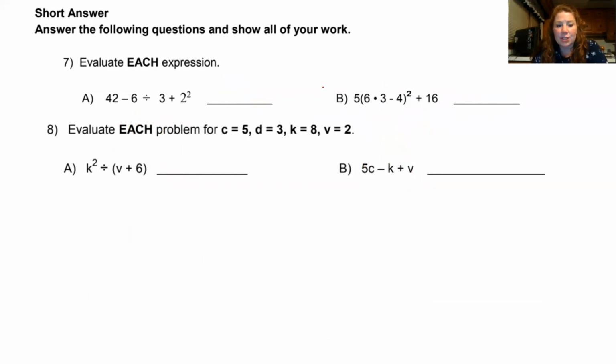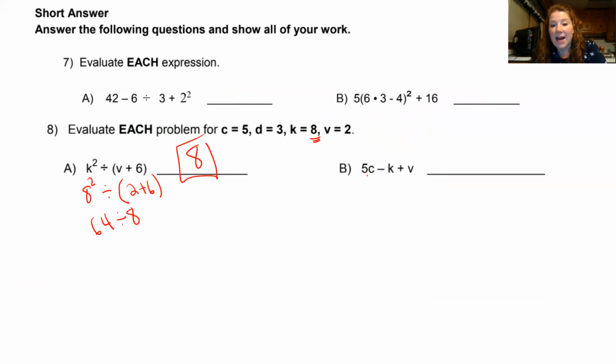All right, number 8. This time we are substituting. So we're going to substitute 8 for K. So we're going to do 8 squared divided by V, which is 2, plus 6. So we're going to do our exponent. 64 divided by 8 is 8. That's the right answer.